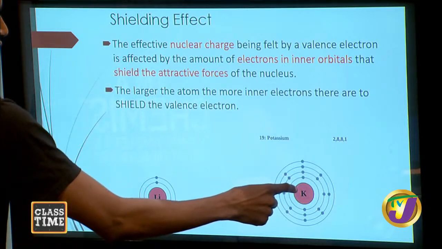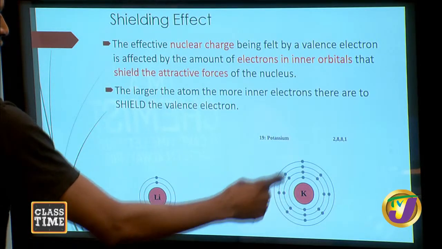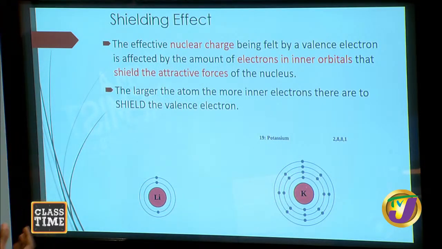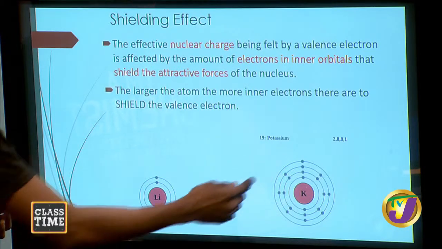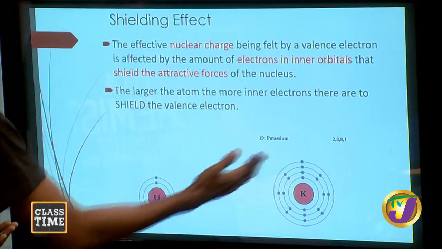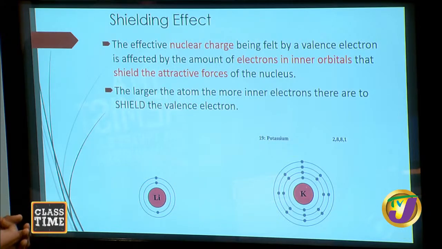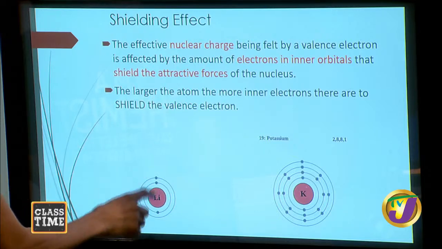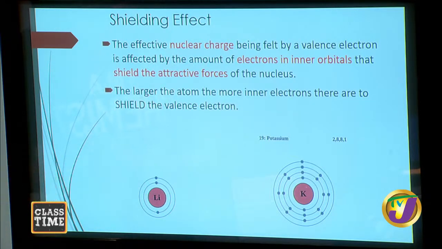So, essentially, this nucleus is trying to hold on to this electron, but the forces have to pass through 3 energy levels, and each energy level that it passes through, it loses a bit of energy. Thus, with potassium, it's very hard for the nucleus to hold on to that valence electron. Thus, the ionization energy would be very small compared to that of lithium, where you would require a lot of energy to remove this electron, because it only has 1 orbital, 1 energy level that is shielding the attractive forces of the nucleus. So the nucleus is essentially holding on to that electron very strongly.